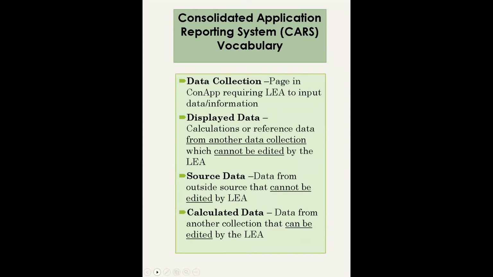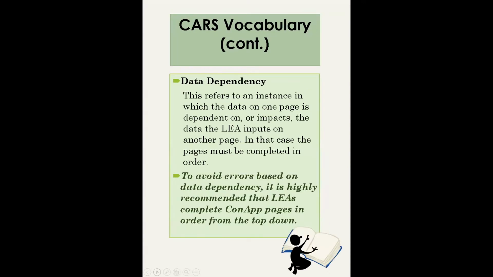Right, next, more vocabulary I think we have coming, and that has to do with data dependency. This refers to an instance in which the data on one page impacts the data on another page. And in that case, CARS recommends that, to avoid errors, you complete the pages in the order in which they appear on your home page in the system. That doesn't always work, but usually that means that when you complete one page, that puts the data popping over into the next page accurately.